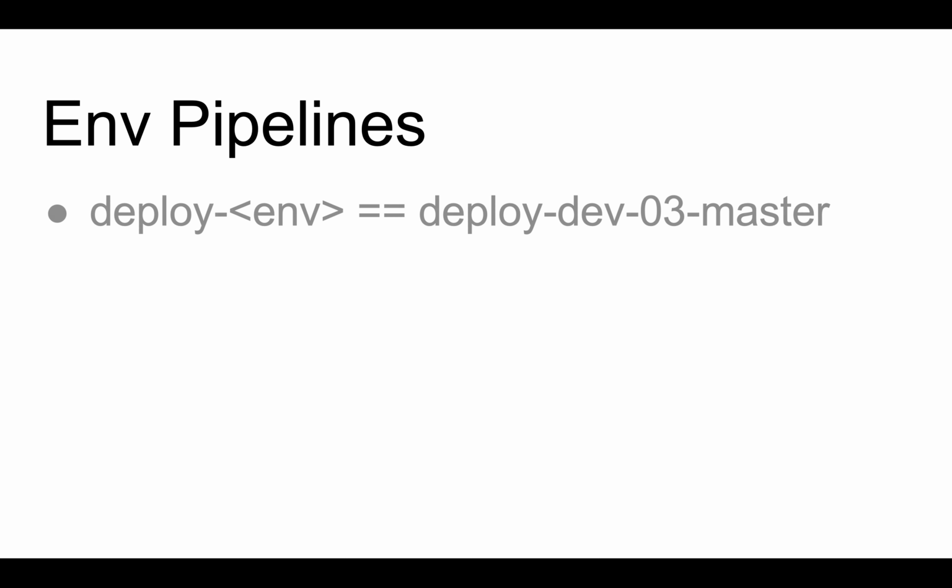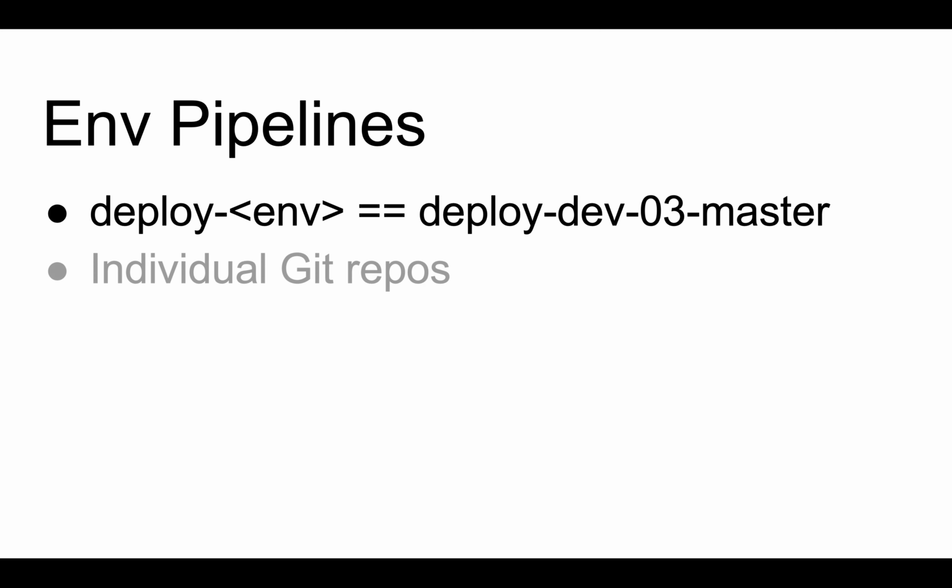So, much like the repos, we have environment repos and service repos. We also have environment pipelines and service pipelines. Starting with the environment pipelines. If you recall from the video there, we had the deploy devo3 master pipeline. There's just a simple naming convention that you deploy to the environment name.